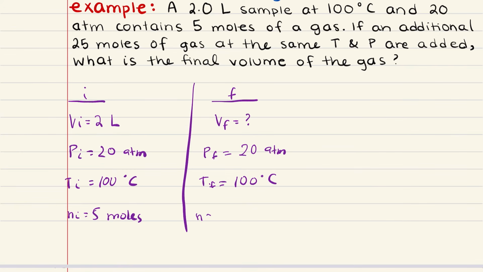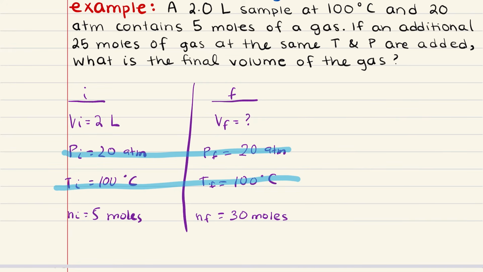Now, what about our final number of moles? Well, this has changed because we have added an additional 25 moles of gas to our already present 5 moles. So our final number of moles is going to be 25 plus 5, and that is equal to 30 moles. Now we notice no change in pressure, no change in temperature. If pressure and temperature are held constant, the ideal gas law reduces to Avogadro's principle.